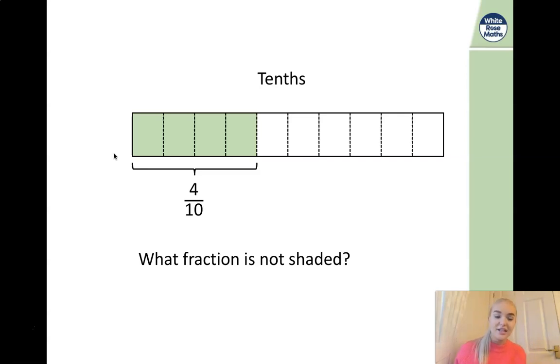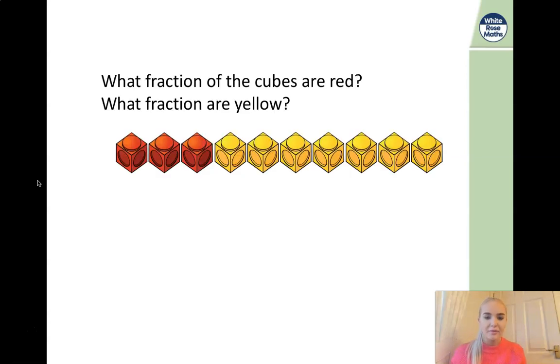How did you do? Did you count the white shapes and work out there are 6 remaining out of the 10 we had altogether? Therefore, we have a fraction of 6/10, which is not shaded. And what types of fractions are these? Are they unit or non-unit fractions? Fantastic, they are non-unit fractions because they have a numerator greater than 1.